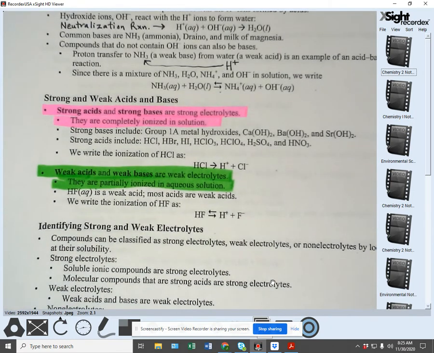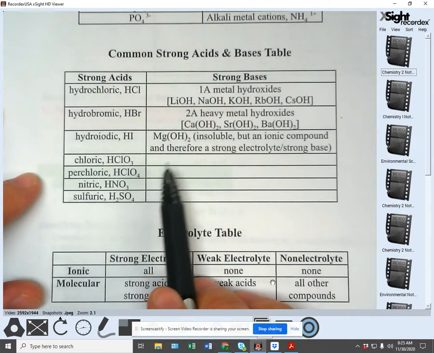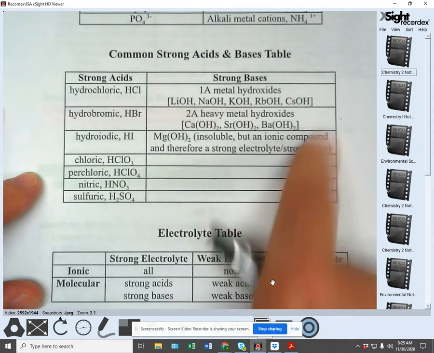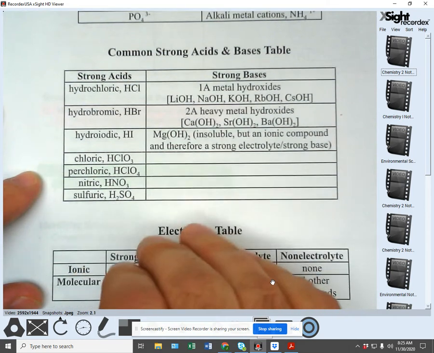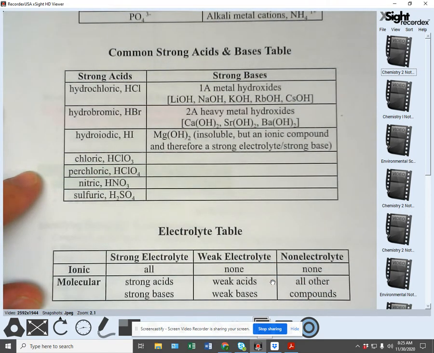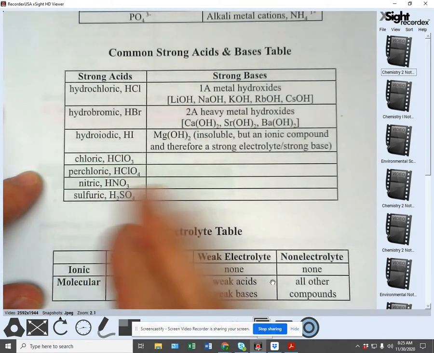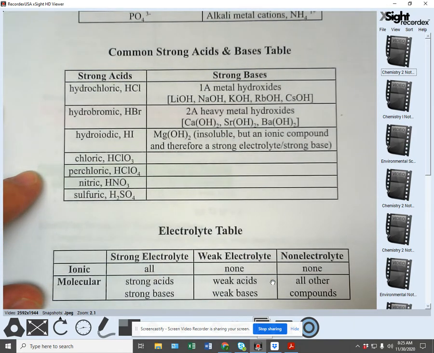Now, how do you know if it's a strong acid or strong base or a weak acid or a weak base? Well, that's this table. Essentially, if you have an acid or base, you look it up here. If it's a strong acid or a strong base, it'll be listed on here. If it is an acid or a base and it's not on this table, for what we're doing, you can assume it is weak. So if you know it's an acid, but it's not listed on this table, you'll say it's a weak acid. If you know it's a base, but it's not listed on this table, you'll say it's a weak base. Okay?